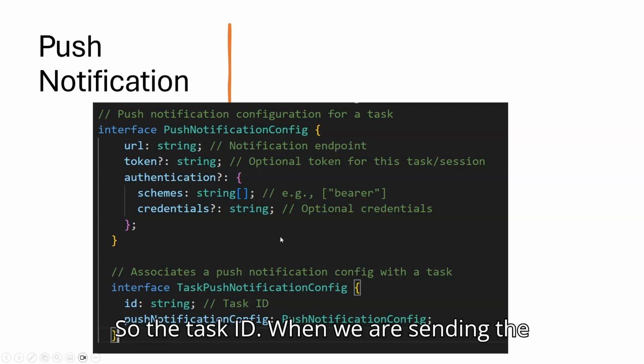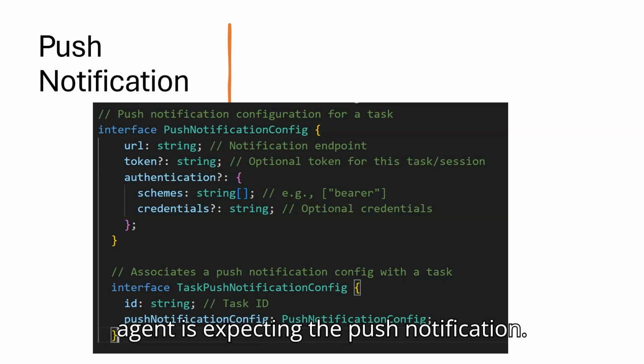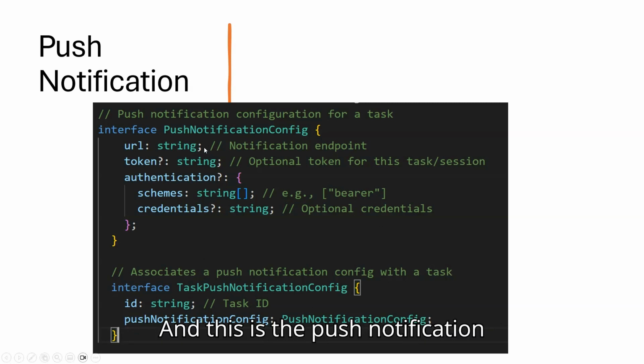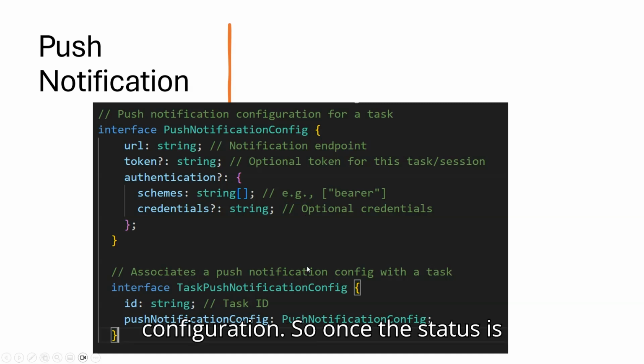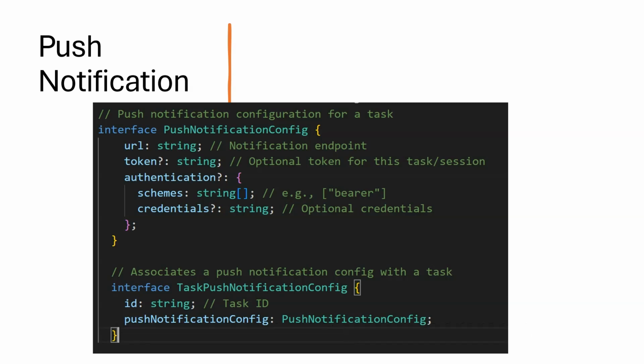So the task ID, when we are sending the task ID, we also need to inform the remote agent that this client agent is expecting the push notification, and this is the push notification configuration. Once the status is updated, the server will send the notification using this notification configuration for the required task ID. And the client agent can understand whether a particular remote server agent supports push notification by checking the agent card. We already discussed the agent cards.